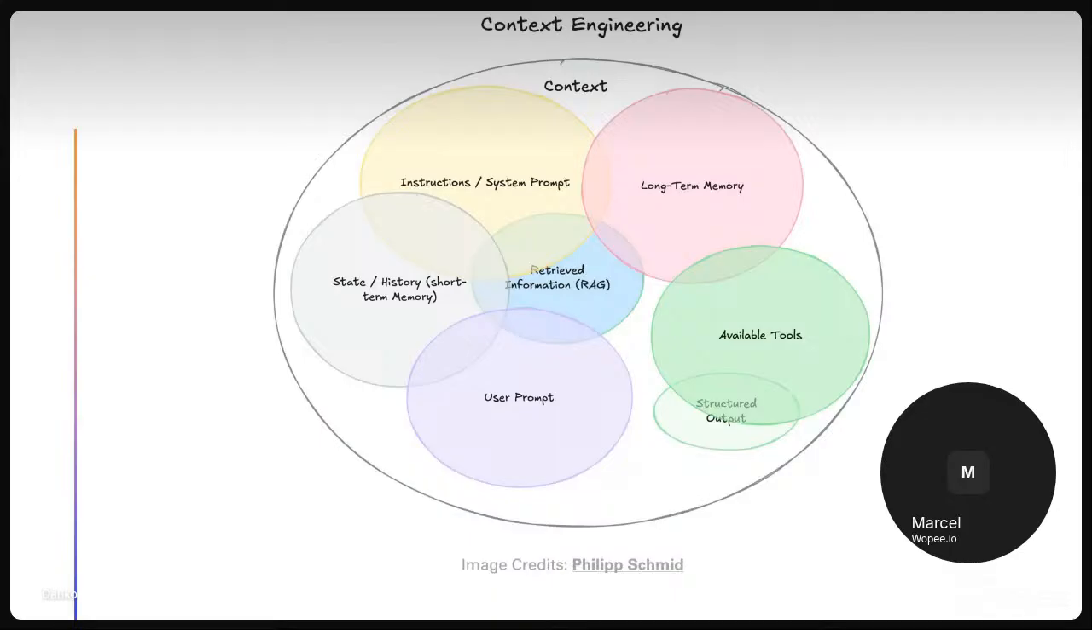So what all comes into the context is the instructions and the system prompt, the long-term memory, what the agent saves, retrieved information or a RAG system, state or history with the short-term memory, the user prompt, the actual ask from the user at a given point, available tools that it has, and structured outputs.